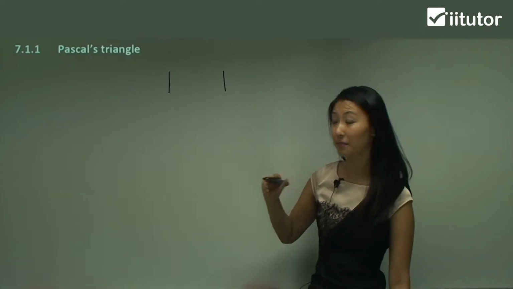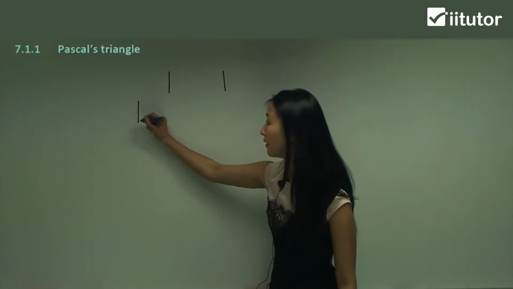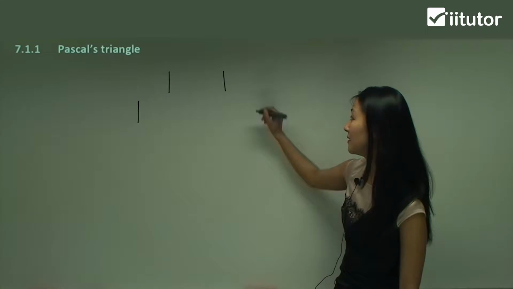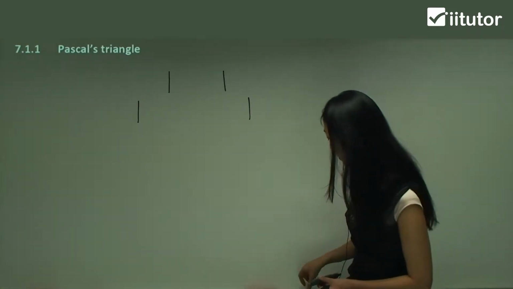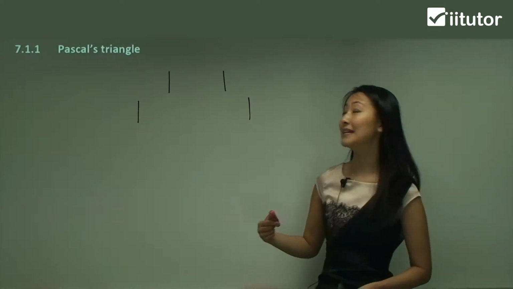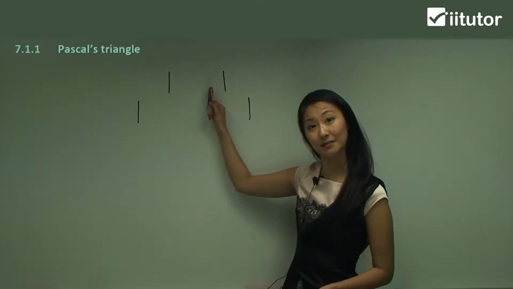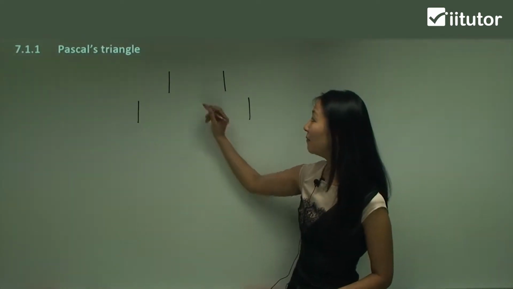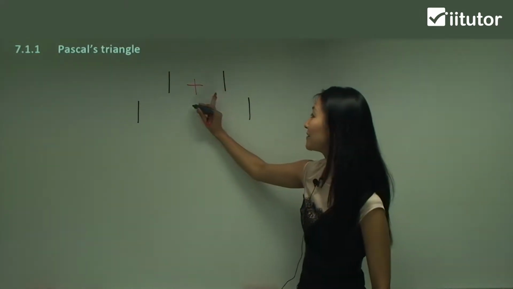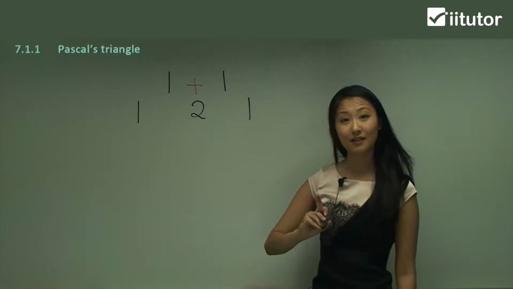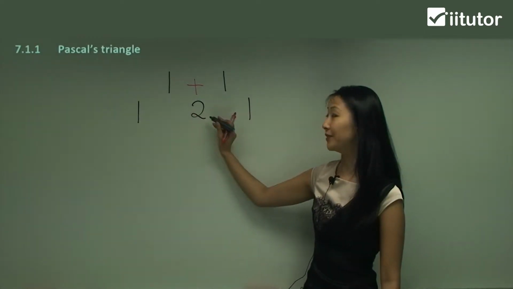So the first number is always going to be 1, yeah? And the last number is always going to be 1. But the number in between them, we get from the addition of the previous numbers. So to get this number, we add 1 and 1, yeah? And that gives us 2. So this row has 1, 2, 1.